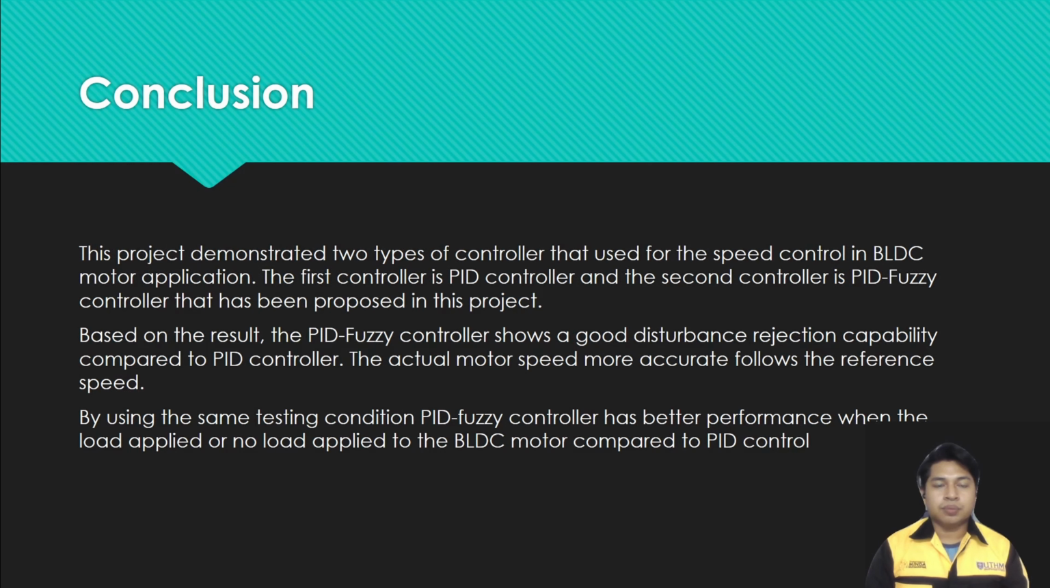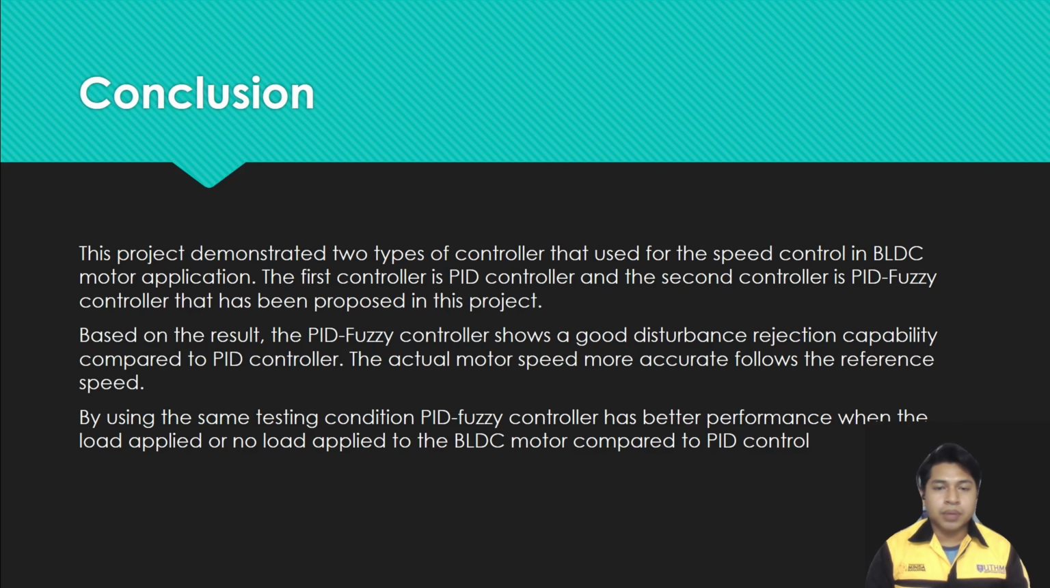For the conclusion, this project demonstrates two types of controllers used for speed control in a BLDC motor application. The first controller is the PID controller and the second controller is the PID-fuzzy controller that has been proposed in this project.